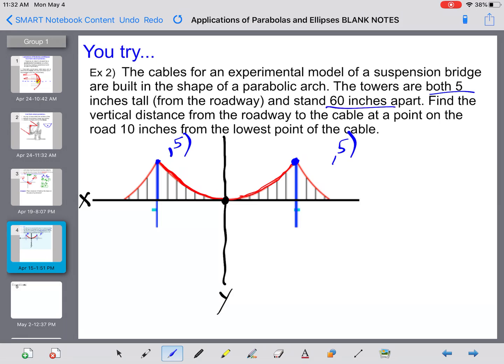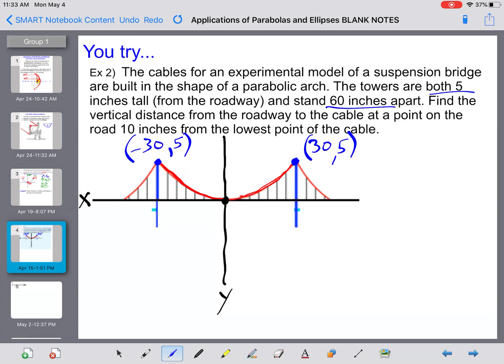It also says that the towers stand 60 inches apart. Very similar to the last one, which was 8 feet across, so we went 4 each way. This is 60 inches apart, so we're going to go 30 each way. So this point is 30, 5, and this point is negative 30, 5. So that's how I got these two tip-top points, right?